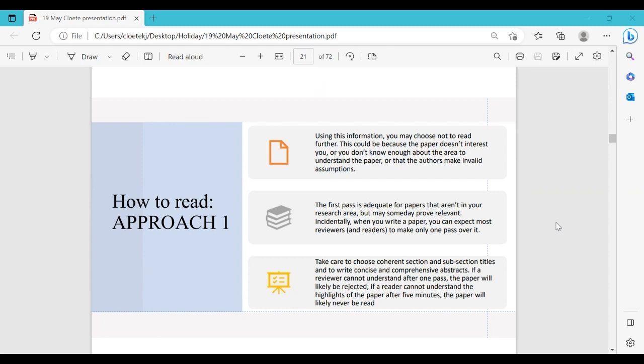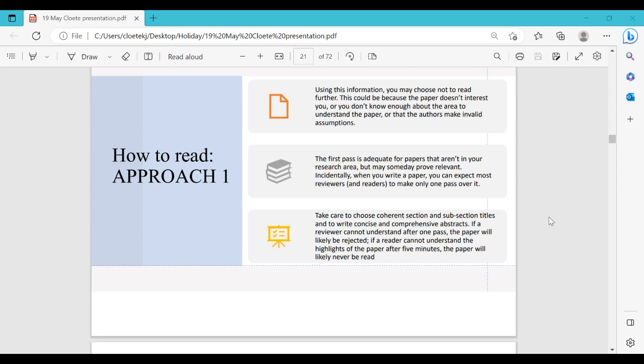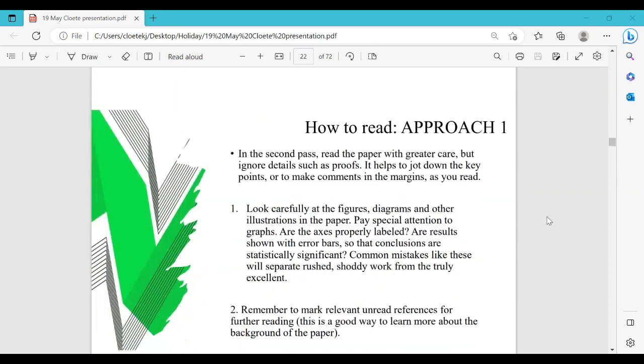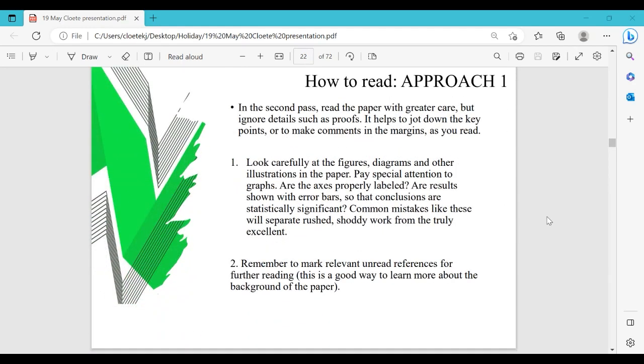Very importantly, the first pass read is also what a reviewer one day for your paper will be reading. He or she will be glancing at your abstract, and they may be looking very briefly at your conclusion. So make sure that these parts of the paper are well written. Okay? Right. Now we're going to the second phase of how to read your paper.